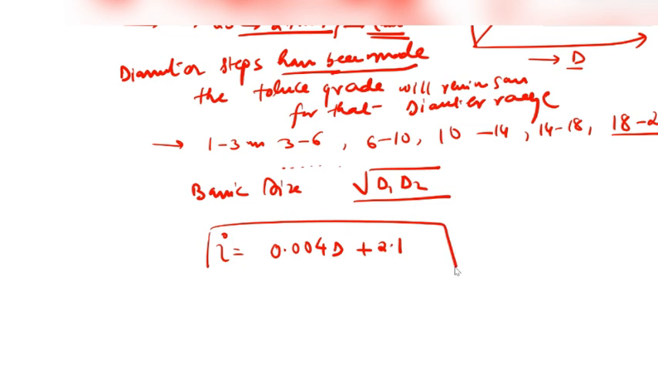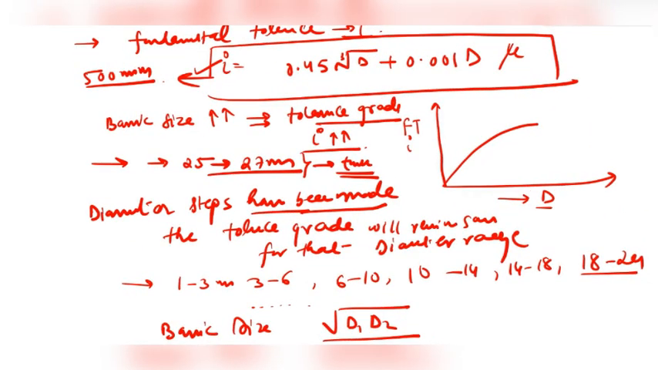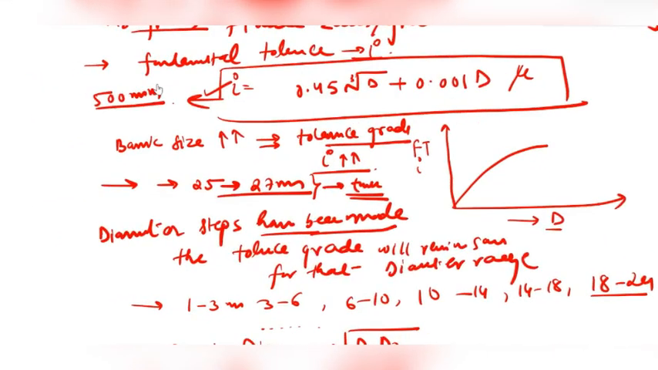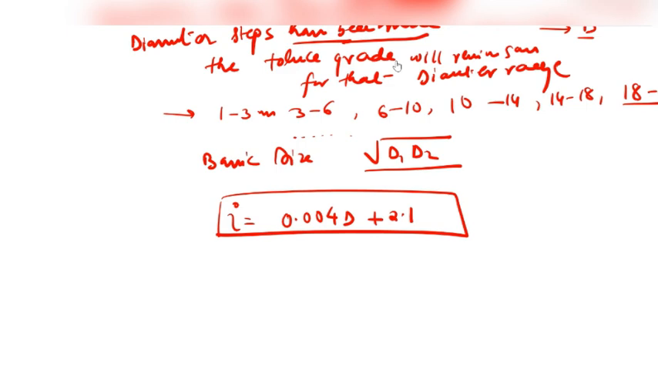So the earlier relation, I equals 0.45 cubic root of D plus 0.001 D, is for diameters up to and including 500 mm, whereas for diameters of size more than 500 mm, the tolerance value I will be given by 0.004 times D plus 2.4 microns. So this is the basic fundamental tolerance. Now how to determine the tolerance grade based on this fundamental tolerance.